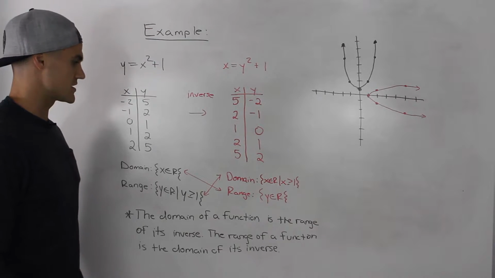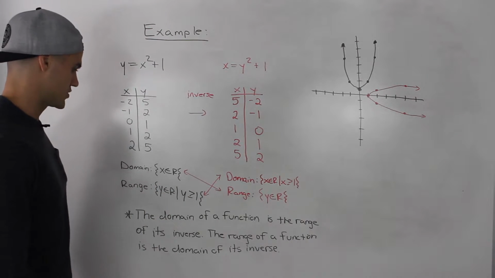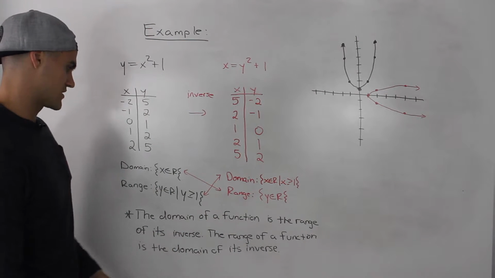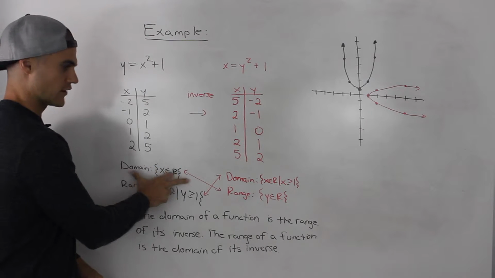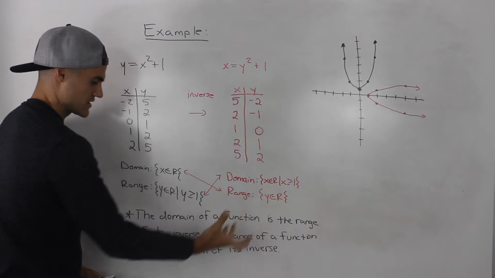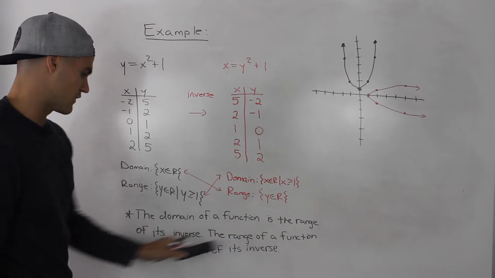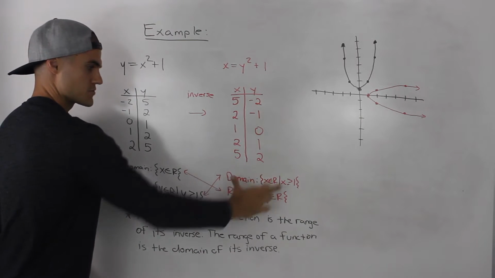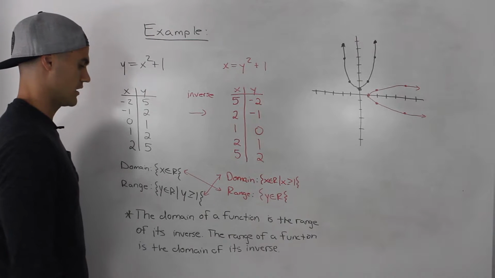So to make a concluding statement about the observation we just made, the domain of a function is the range of its inverse, right? So the domain of a function is the same as the range of its inverse, and the range of a function is the domain of its inverse. So the range of a function corresponds to the domain of the inverse.